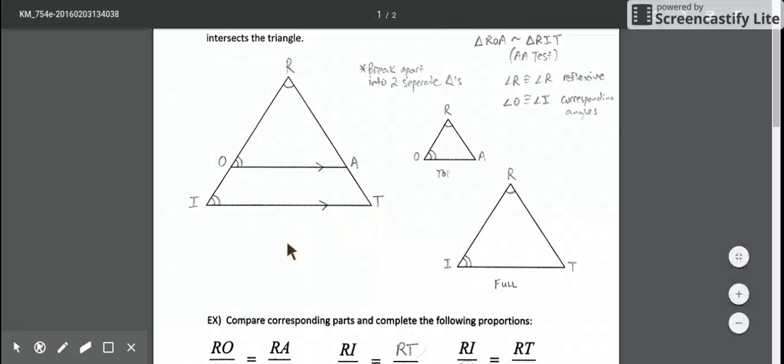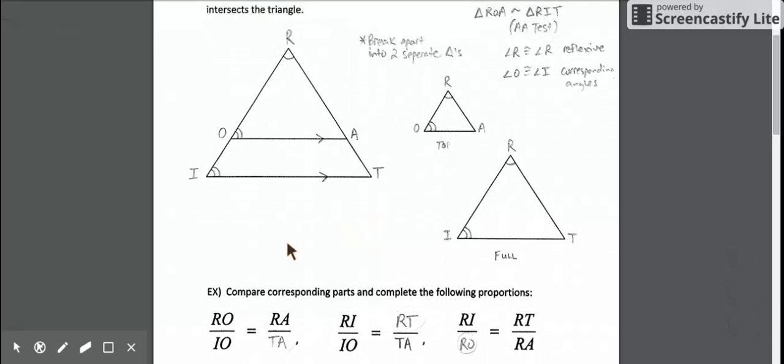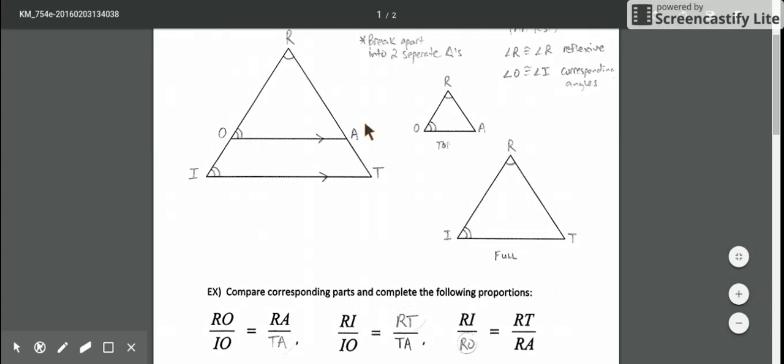The first thing we can do is compare the left pieces to the right pieces. So we can set up proportional parts that compare the top of the left side to the bottom of the left side. And then we could set that equal. It will be proportional to the top of the right side compared to the bottom of the right side. So just comparing corresponding parts.